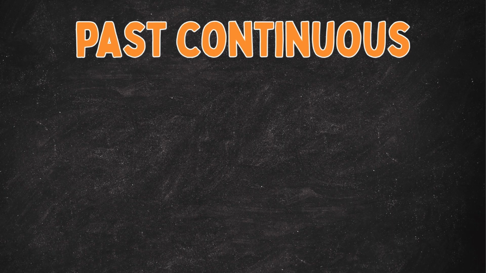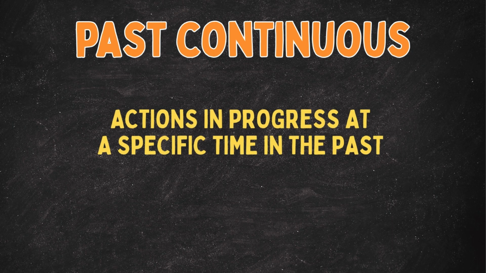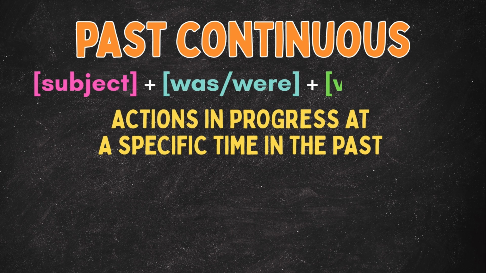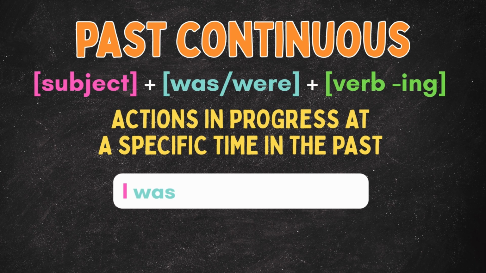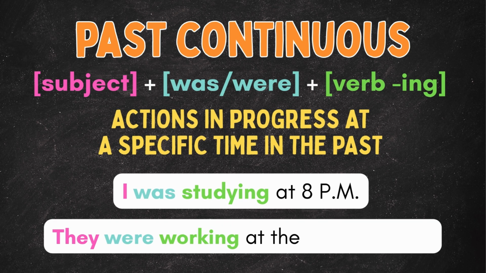Past continuous. We use the past continuous for actions in progress at a specific time in the past. The sentence structure is subject plus was or were plus verb with ing. I was studying at 8 p.m. They were working at the office all day.